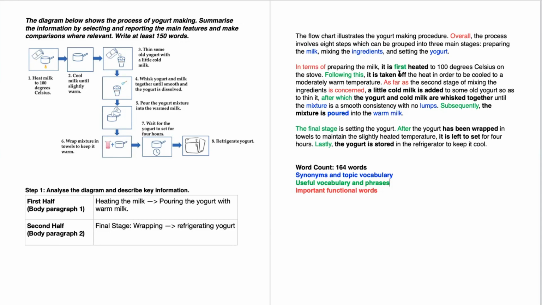And lastly, I just want to show you the bolded phrases here. These are all of the passives. So it is heated, it is taken off, little cold milk is added, the yogurt and cold milk are whisked together, the mixture is poured. Remember, we don't know who is doing this. It is not important, but notice how much passive is in this essay.